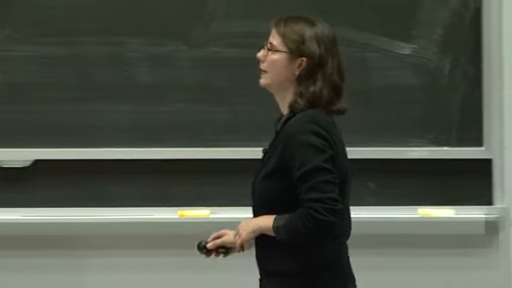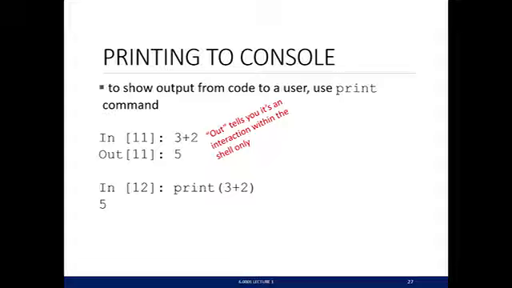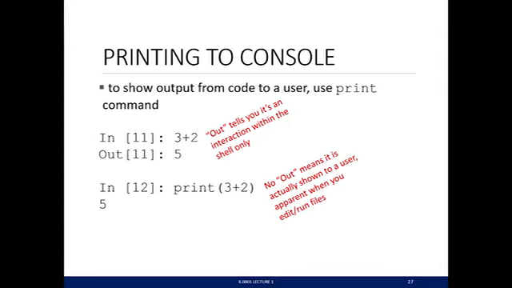So that's basically what it says. Out just tells you it's an interaction within the shell only. It's not interacting with anyone else. And if you don't have any out, that means it got printed out to the console.